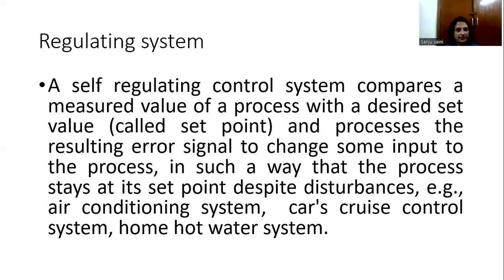So in a regulating system, we have a fixed set point, and the control system works to bring the system back to that particular set point. Other examples of regulating systems are a home hot water system and a car cruise control system. A number of other examples of regulating systems exist where the set point is fixed.